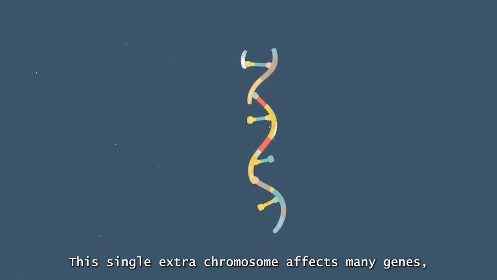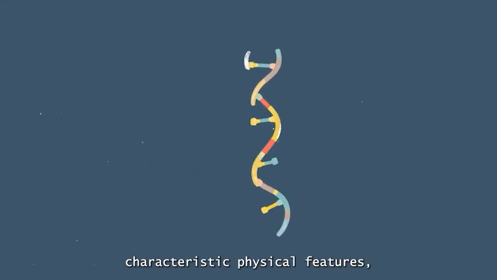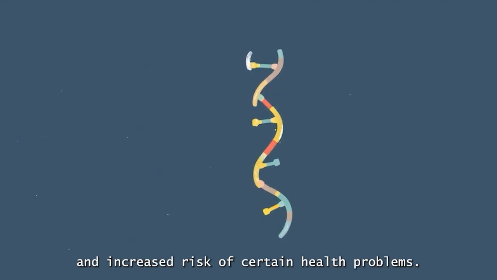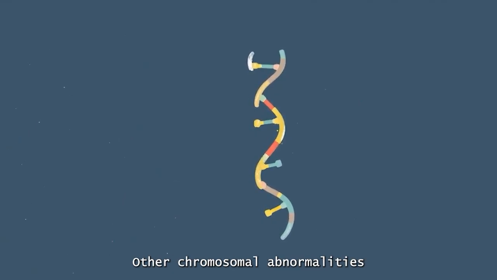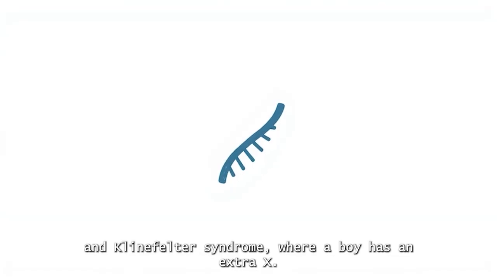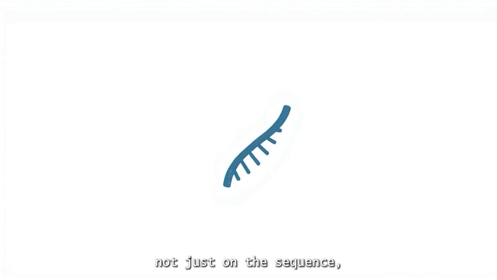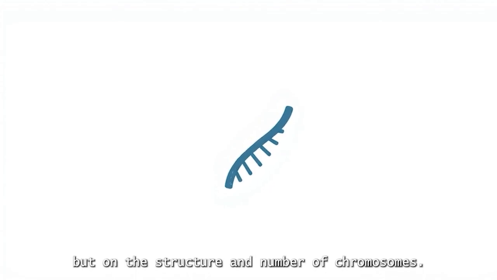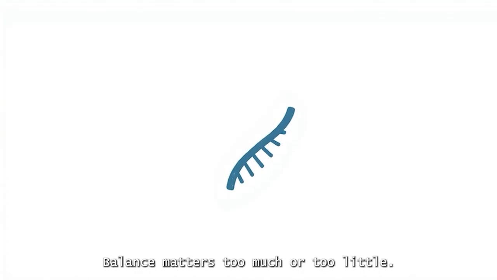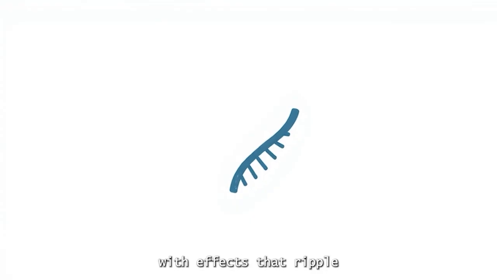This single, extra chromosome affects many genes, leading to intellectual disability, characteristic physical features, and increased risk of certain health problems. Other chromosomal abnormalities include Turner syndrome, where a girl is missing one X chromosome, and Klinefelter syndrome, where a boy has an extra X. These large-scale changes show that what DNA controls depends not just on the sequence, but on the structure and number of chromosomes. Balance matters. Too much or too little genetic material disrupts the complex network of gene expression with effects that ripple through development and life.